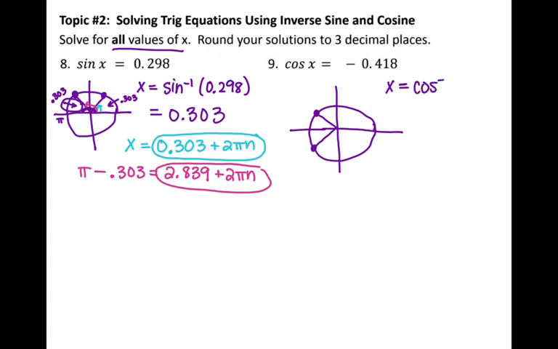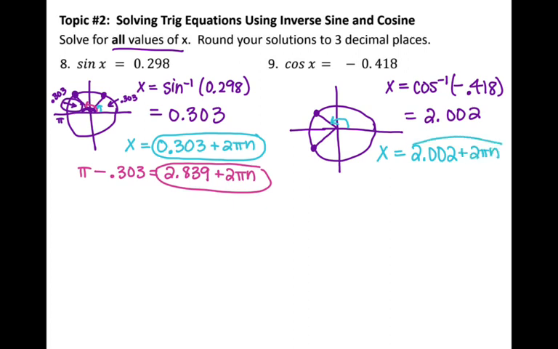So I'm going to take inverse cosine of negative 0.418. And when I plug that into my calculator, to 3 decimal places it is 2.002. Now that 2.002 actually represents this first angle. So our first angle is the one that's given to us from the calculator. So it's 2.002 plus 2 pi n.